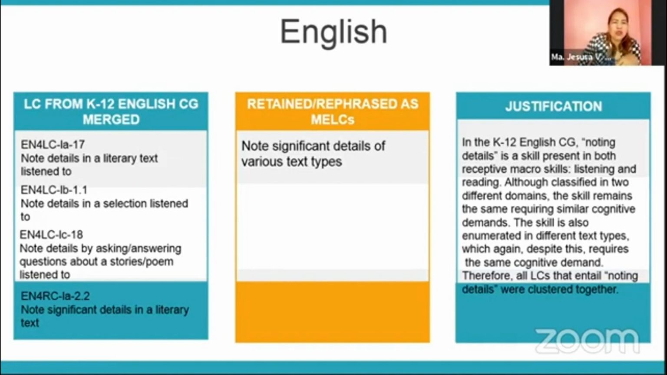Okay, various text types. And on the justification, as I have mentioned, they don't want to repeat almost the same skills. As you can see, we're talking only about noting important details. But in the previous curriculum guide, you can see that noting details appears in the listening comprehension and at the same time in the reading comprehension. So what they did in the MELCs is try to avoid what we call overlapping. Next slide, please.